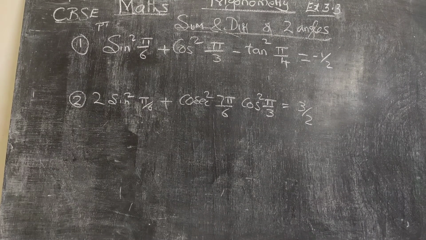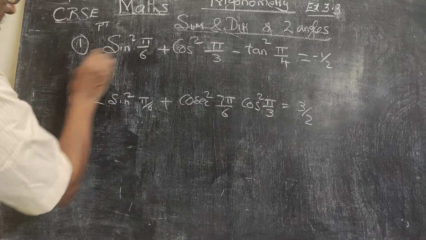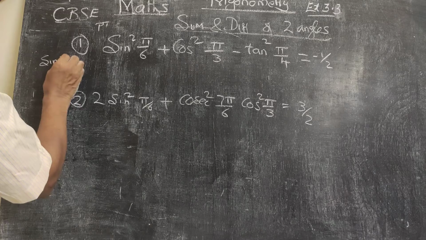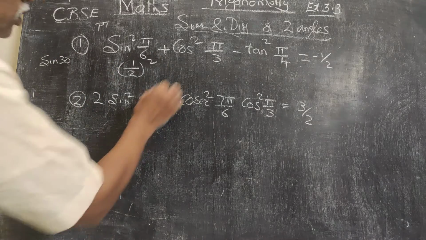Let me take first two problems. Sin square pi by 6 plus cos square pi by 3 minus tan square pi by 4 equal to minus 1 by 2. That's what you have to prove. You remember the values. Sin pi by 6 is sin 30. Sin 30 is 1 by 2. So the 1 by 2 the whole square.